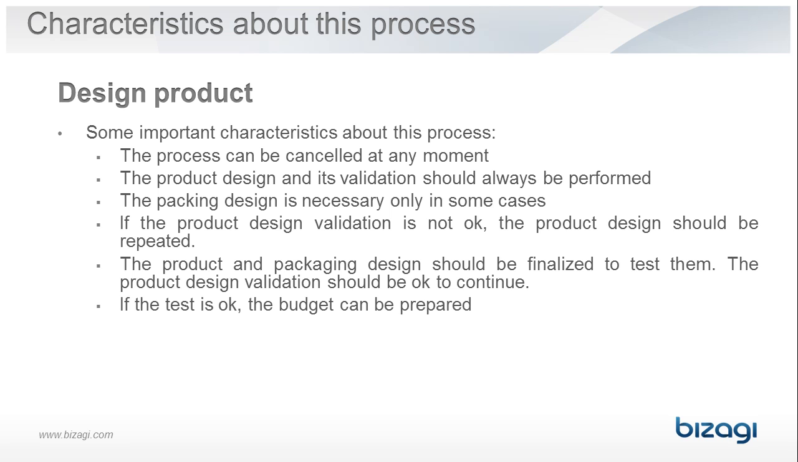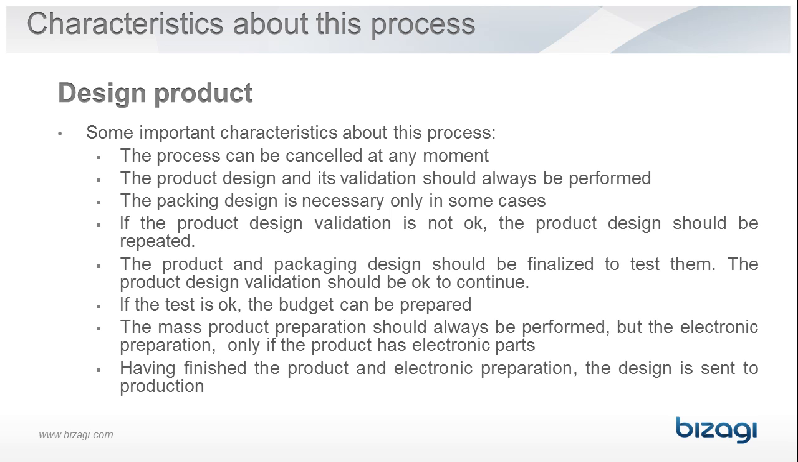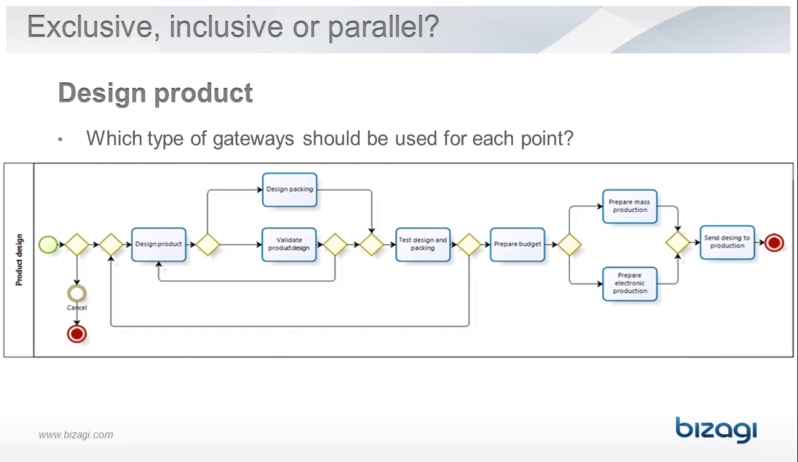If the test is okay, the budget can be prepared. The mass production preparation should always be performed, but the electronic preparation only if the product has electronic parts. Having finished the product and electronic preparation, the design is sent to production. Which type of gateways should be used for each point? We will analyze each gateway to find the most appropriate.